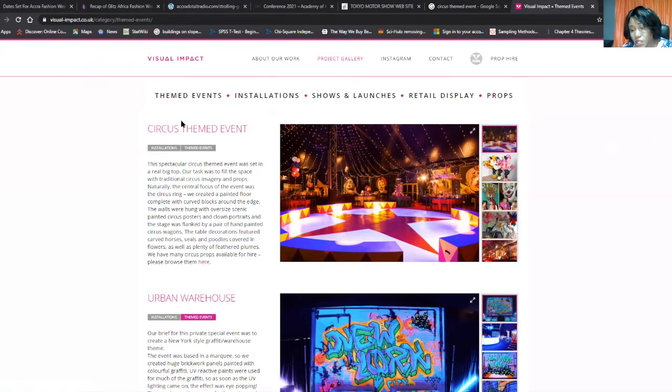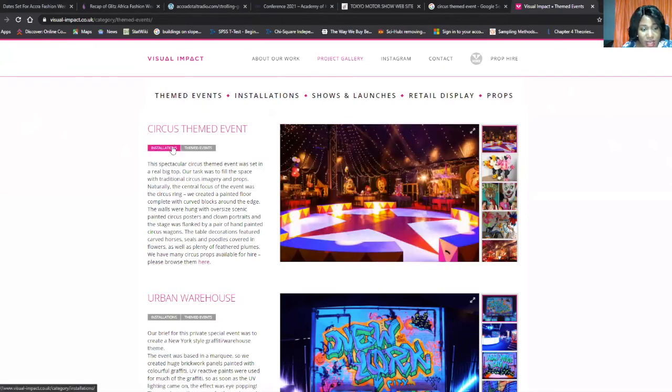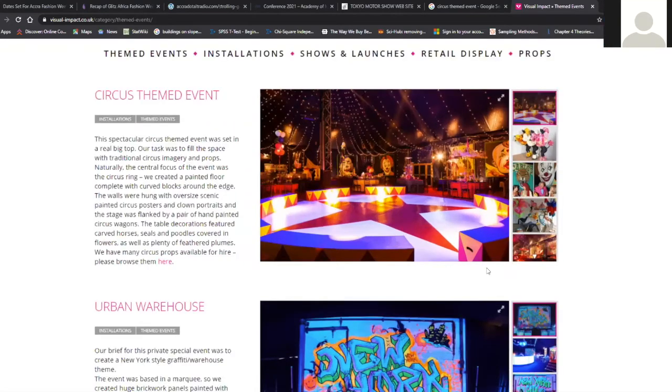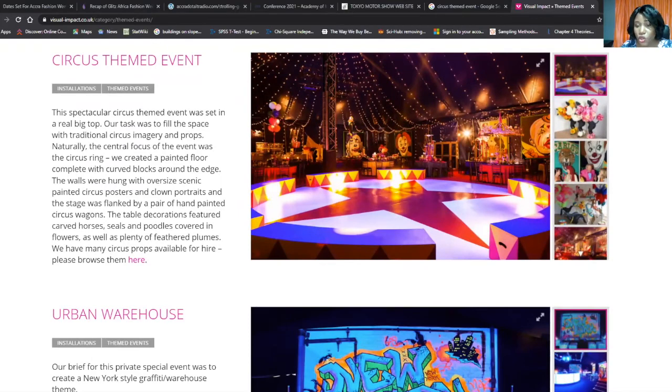So please, can we see the screen? Yes, please. Okay, so we can see that they have put pictures of the different themed events that they organize. Now, as you can see, the first one is a circus themed event. Please, can we see it? No, please, I can. Okay, I can see now. You can? Yeah. Okay, so you see the whole place is set up to look like a circus.